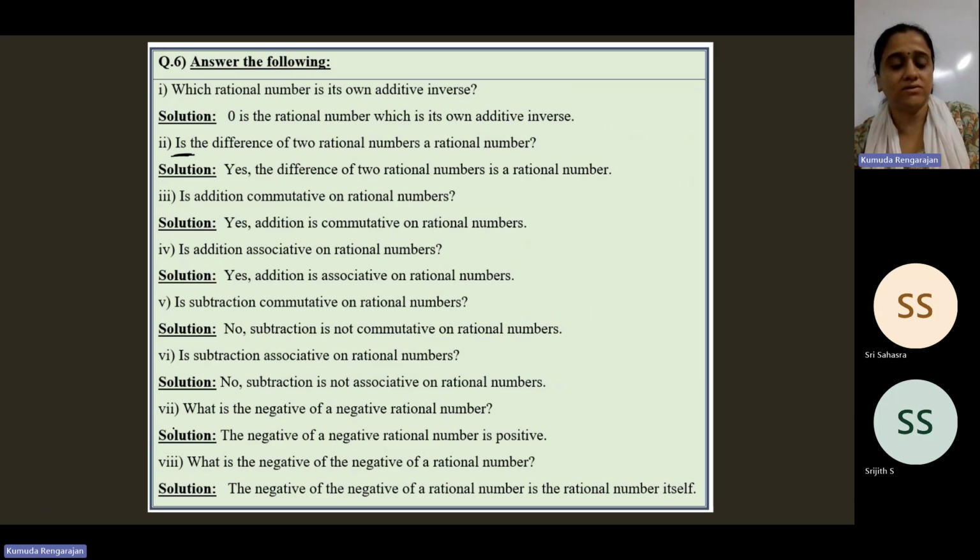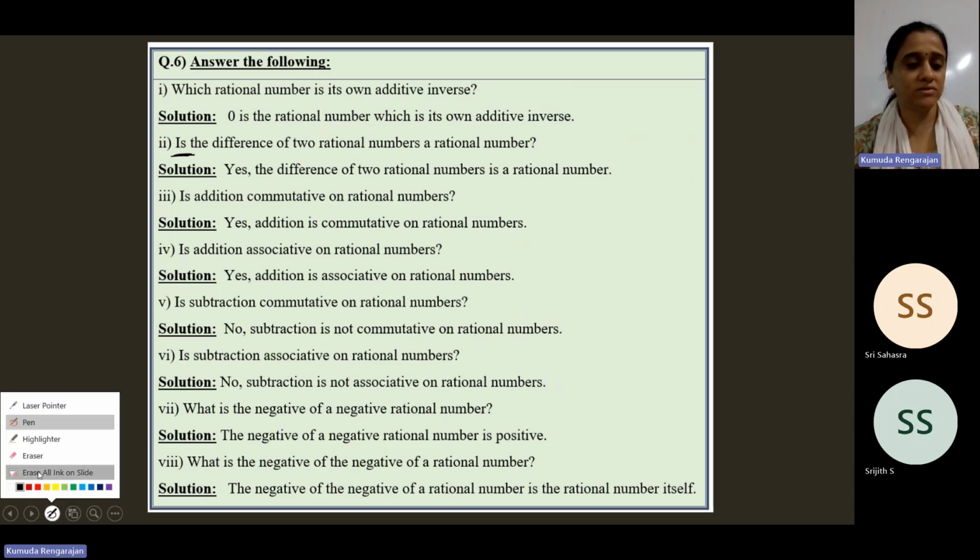You just need to send a message. 1 minute. Just go through the answers.